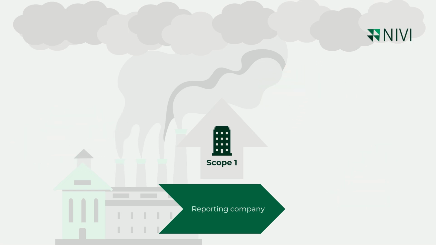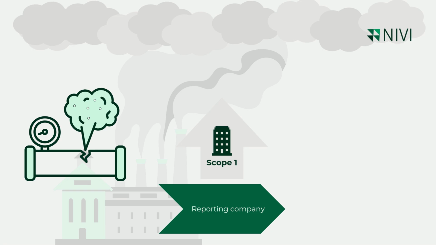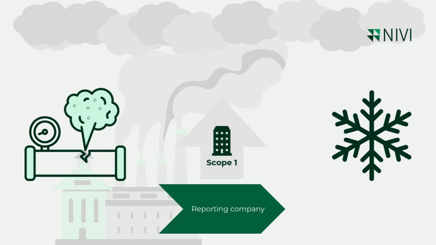Fugitive emissions, which can result from intentional or unintentional releases such as equipment leaks or emissions from the use of refrigeration equipment, are also part of Scope 1 emissions.